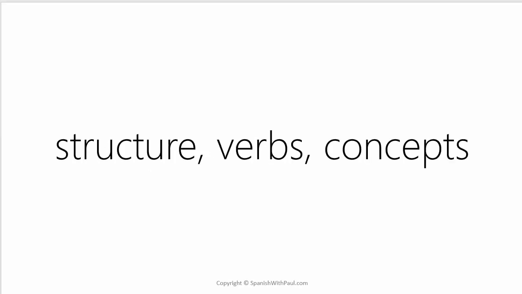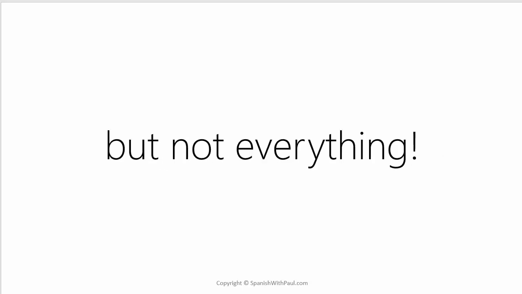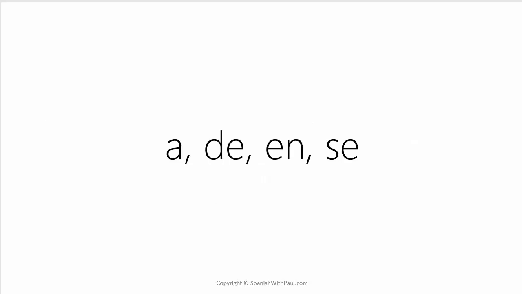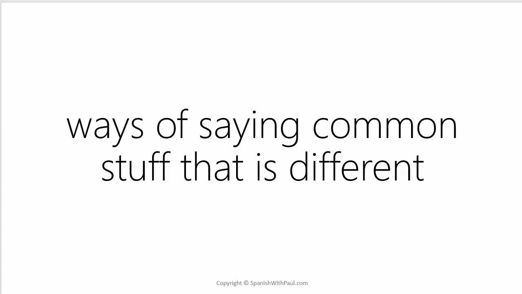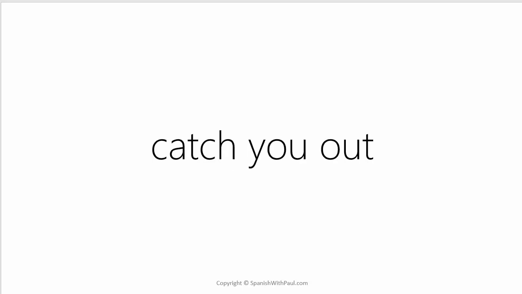As we do this, one thing you'll soon discover is that having verbs and structure and concepts gives you a lot, but it doesn't give you everything. Because there's a lot of little moving pieces, little moving parts in Spanish. Little things like a, de, en, and se. There are also a lot of common phrases and sayings that are different in Spanish in small ways. For example, in English we'll say, "I'll see you at the party," whereas in Spanish it's more common to hear, "I'll see you in the party." These are the types of fidgety little bits that will catch you out.